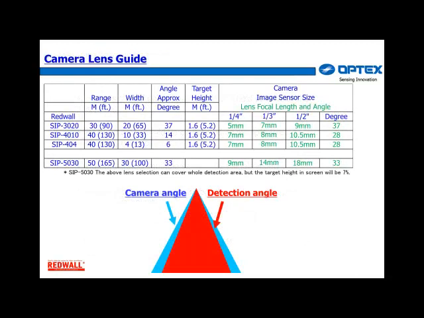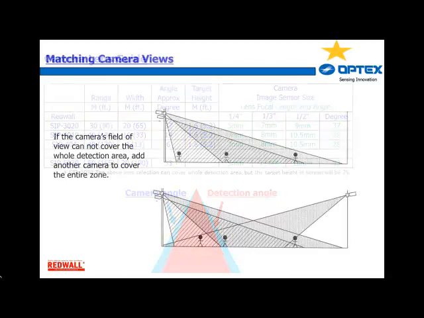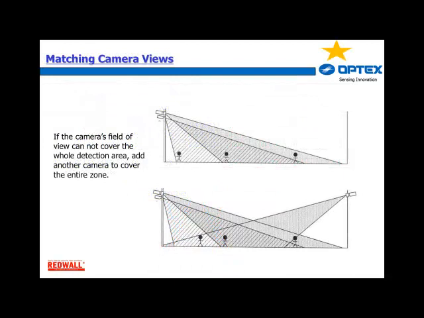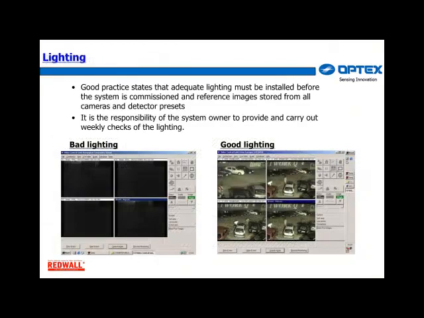And here's a quick chart on how to select the correct lens for any given detector. If the camera's field of view cannot cover the whole detection area, add another camera to cover the entire zone. And here's a quick word on something very obvious: lighting. Good practice states that adequate lighting must be installed before the system is commissioned, and reference images should be stored from all cameras and detector presets.